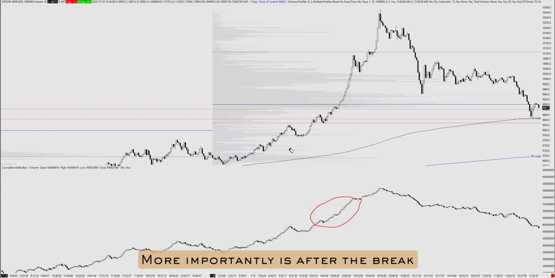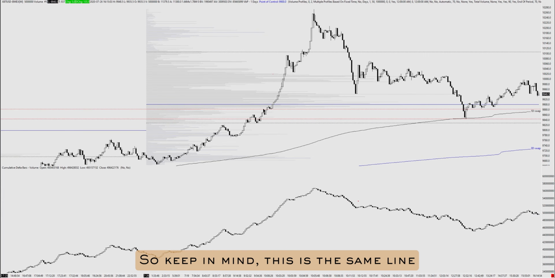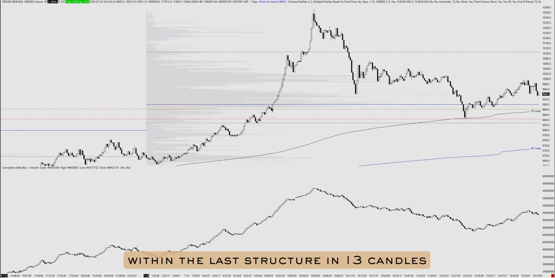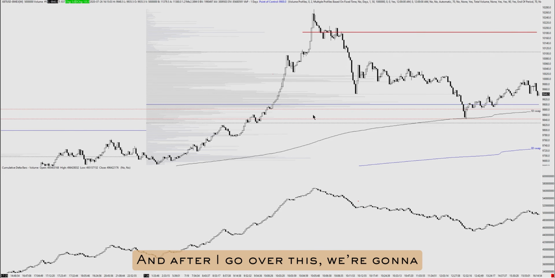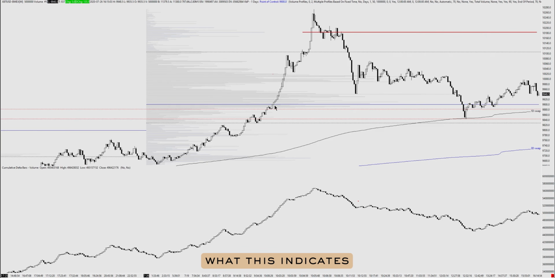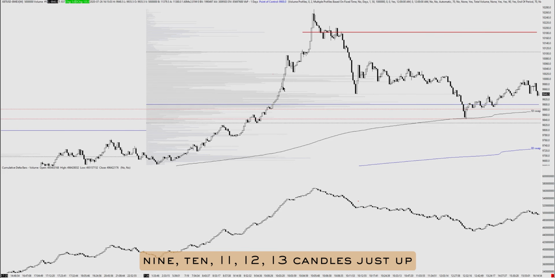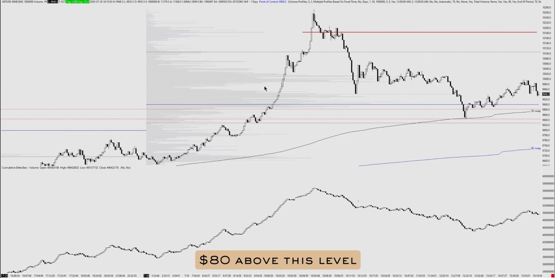More importantly is after the break. So keep in mind, this is the same line. We covered a $200 range within the last structure in 13 candles. So from here to that same level, which was at around 10,180, so if we're going from 9,880 up to this point, let's just mark this out. After I go over this, we're going to explain exactly what this indicates. So we have 1, 2, 3, 4, 5, 6, 7, 8, 9, 10, 11, 12, 13 candles just up $80 above this level. Excuse me, $100 above this level.